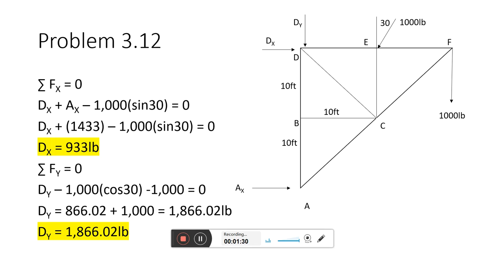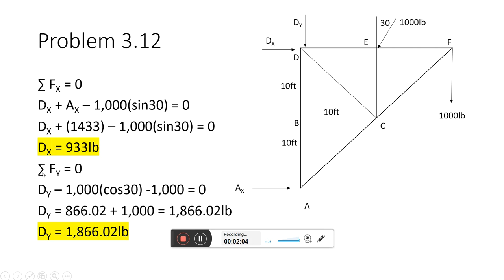So to find Dx, you take the sum of all the x forces, just Dx plus Ax, minus 1,000 sine 30. You substitute the number that we found on the previous slide, 1,433 for Ax, and you get Dx plus 1,433 minus 1,000 sine 30 equals 0. Isolating Dx on one side, you get 933.